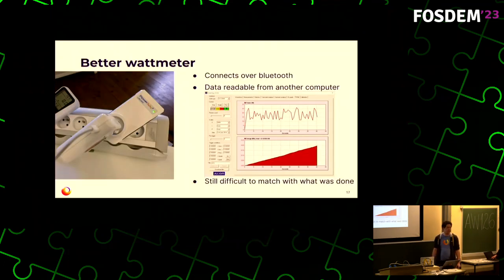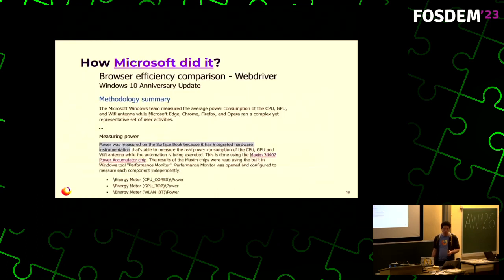It's still a watt meter, but it's sending data to a computer over Bluetooth. There I can see the history of what happens. It's much better, but still, how do I match this with what actually happened? I need to remember what I did. It's not as convenient. Maybe I could record a video of what happens on the computer, but still, it's painful to use. And I kept wondering, what are other people doing?